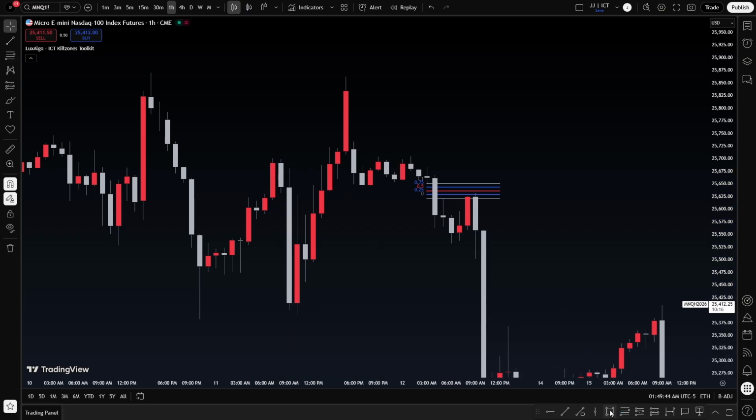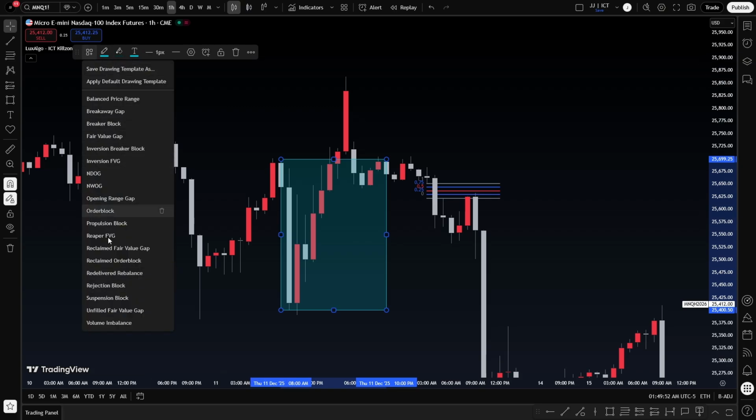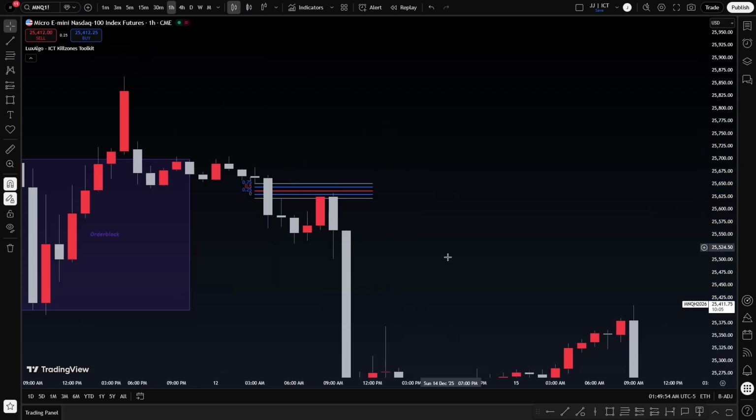We do have this gigantic order block right here. These two candles. Pull that out. So that is an entire PD array that is against us in a sense. Let's see if I can mark it. There we go. Order block.